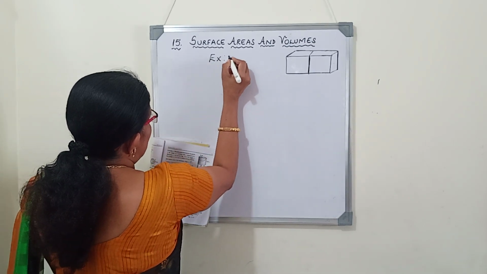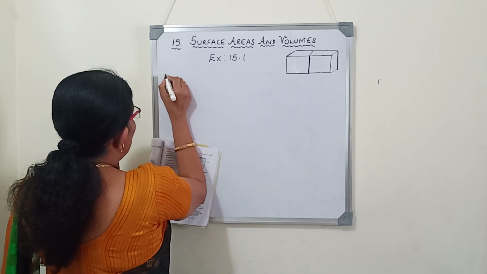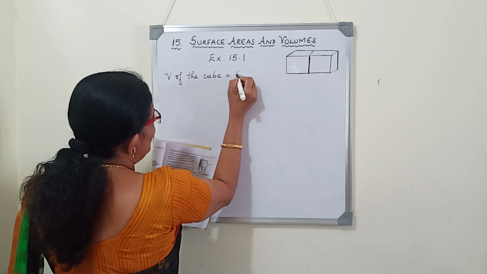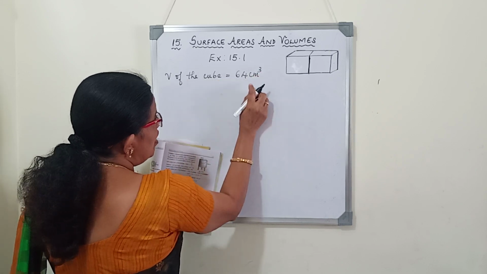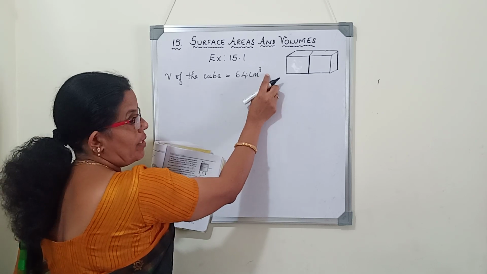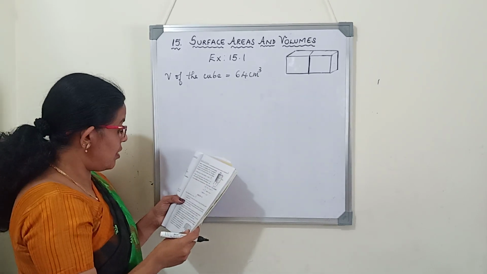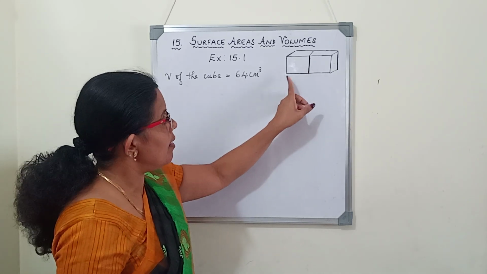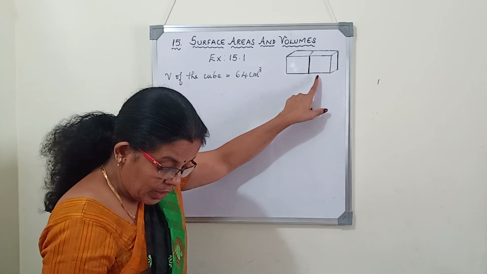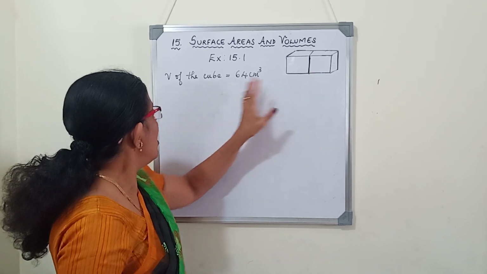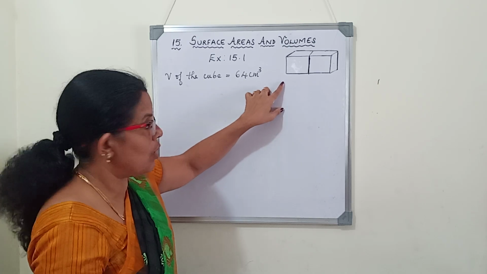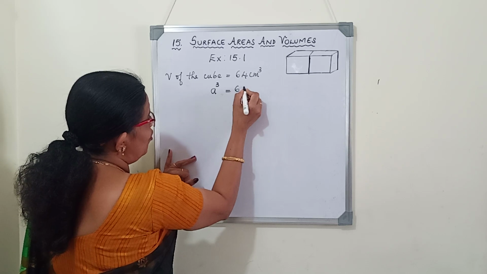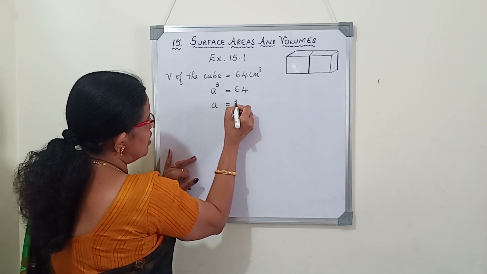We'll write volume of the cube, or each cube, is 64 centimeter cube, because the unit of volume is cubic centimeter. Find the surface area of the resulting cuboid. When we kept two cubes side by side, it forms a cuboid. We want to find the surface area of this cuboid. We know that volume of a cube is a cube. A cube is equal to 64. A is equal to cube root of 64.